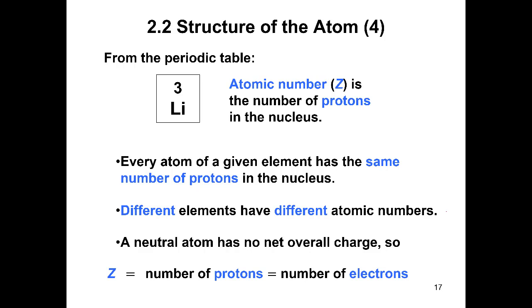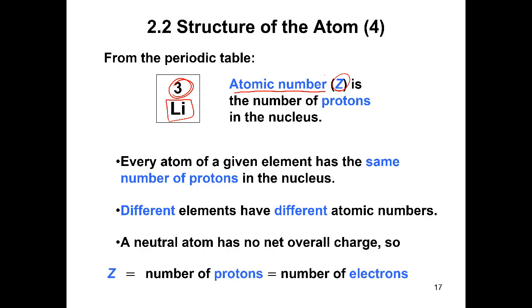So let's look at the periodic table and what that tells us about the structure of the atom. Atomic number is symbolized as Z, okay? And the atomic number, which you'll usually see at the top of the element, along with the element's symbol, you know it's the atomic number because it's just a number with no decimals. It's going to be a whole number.